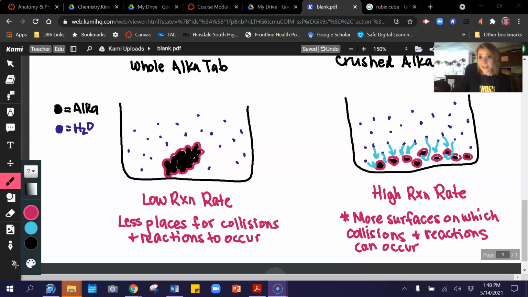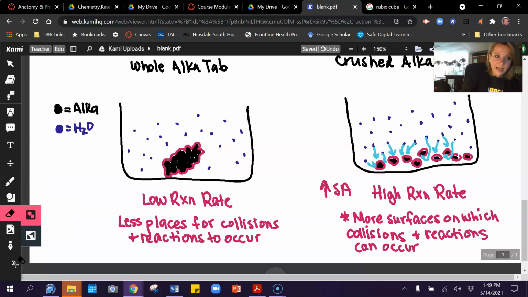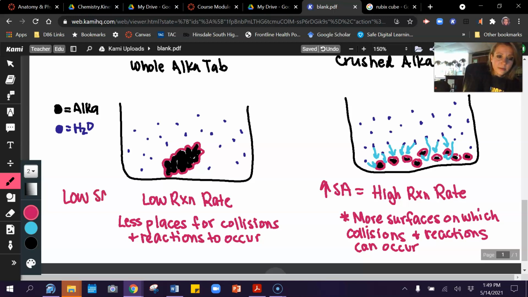Okay, so I just wanted to show you what I finished writing up here. For the whole Alka-Seltzer tablet, we have a low reaction rate because there are fewer places for collisions and thus reactions to occur. But if you grind it up, you're exposing more surfaces to the water, and so you have more locations for collisions and reactions to occur. So by increasing the surface area, high surface area is going to give us a higher reaction rate. Low surface area is going to give us a low reaction rate.